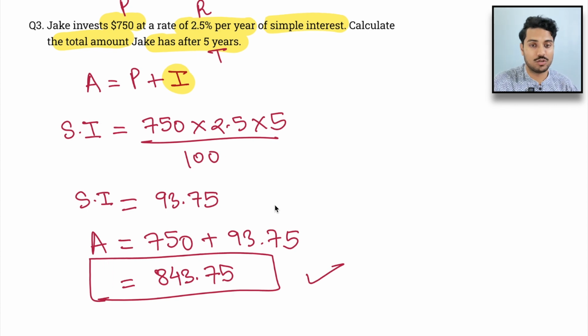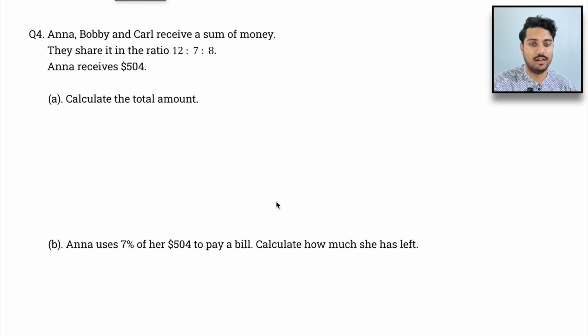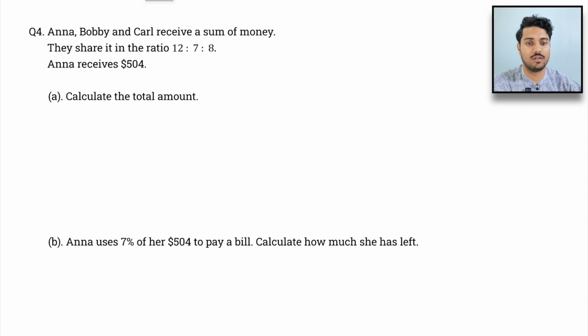Let's move on to the next question now. Question number 4. It says Anna, Bobby and Carl receive a sum of money. They share it in the ratio 12:7:8. Anna receives $504. Calculate the total amount.